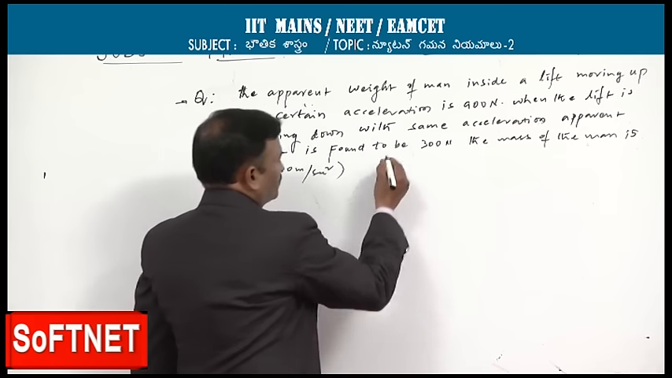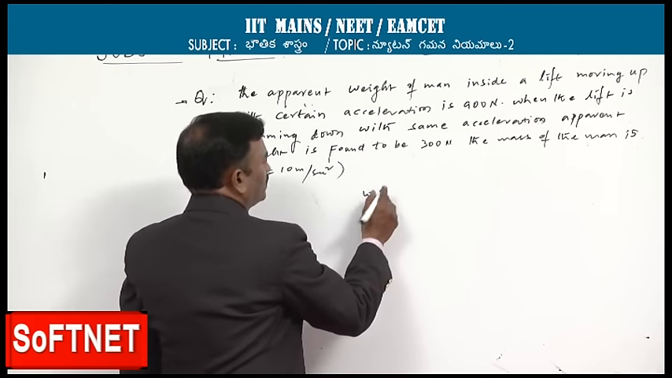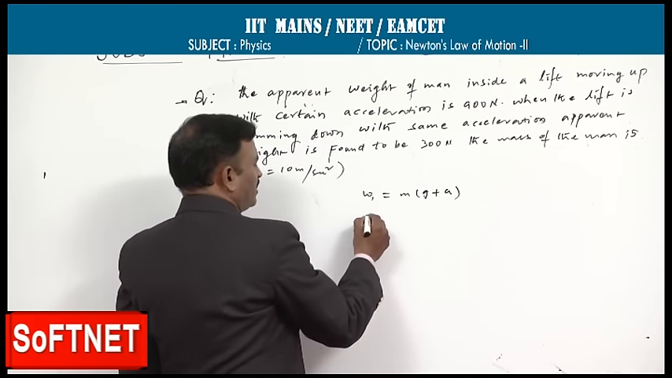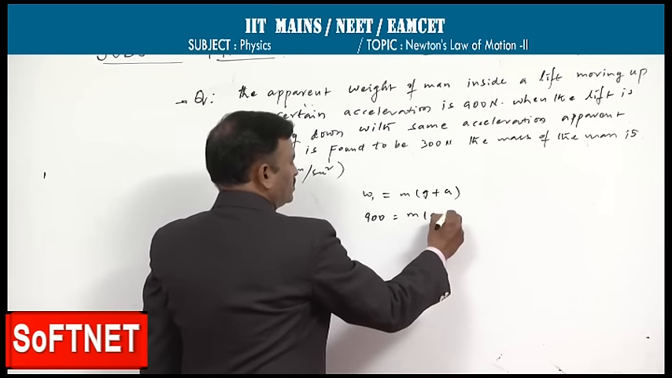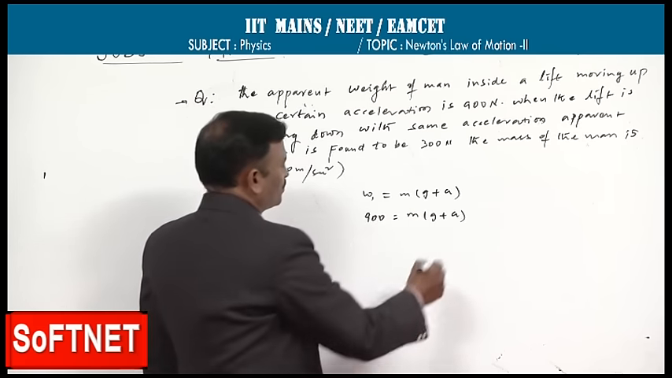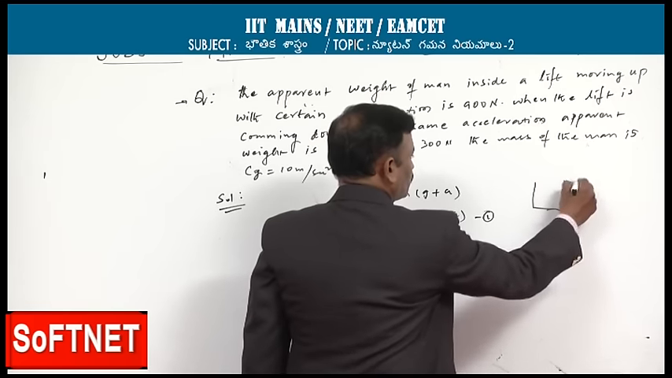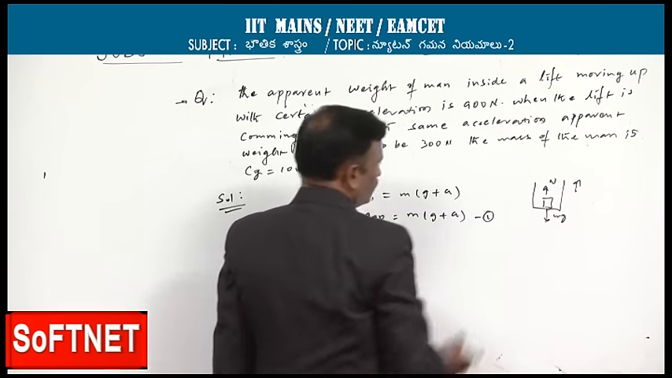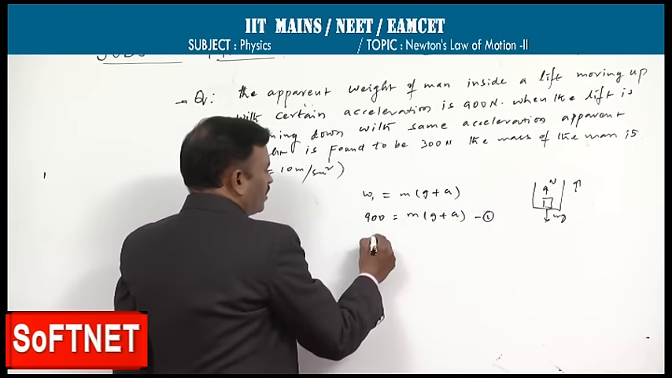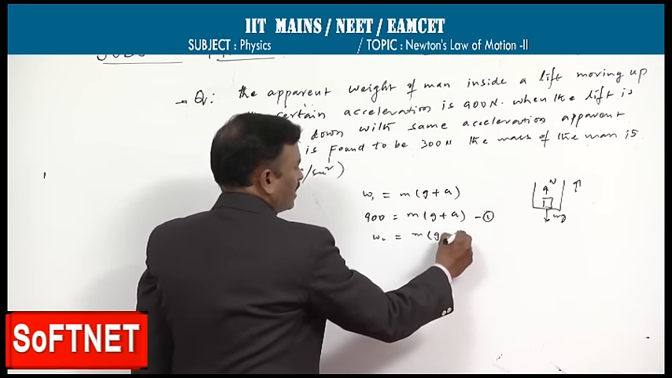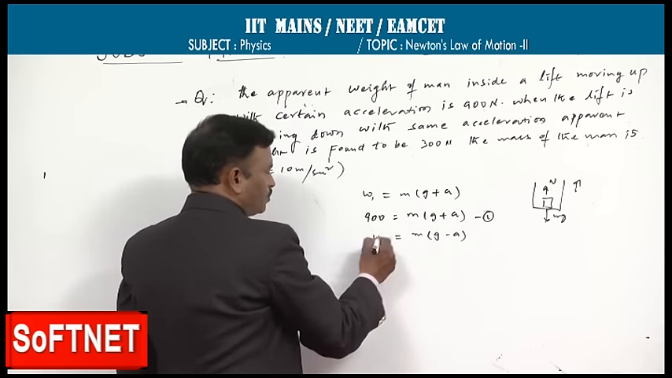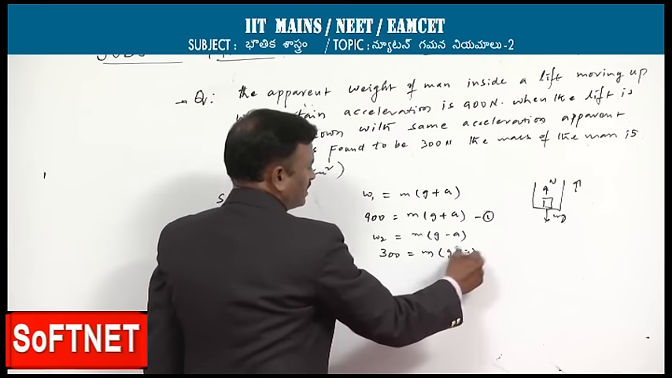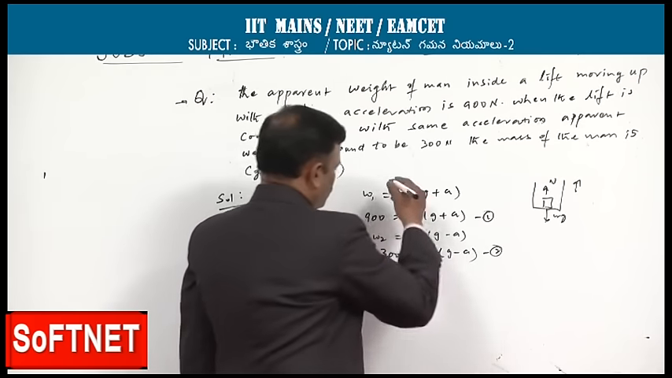While the lift is moving up, the weight W is equal to M into (G plus A). That is, W1 is given as 900, equal to M into (G plus A). That is equation 1. When the lift is moving down, W2 is equal to M into (G minus A), as we just derived. So W2 is 300, equal to M into (G minus A). This is equation 2.